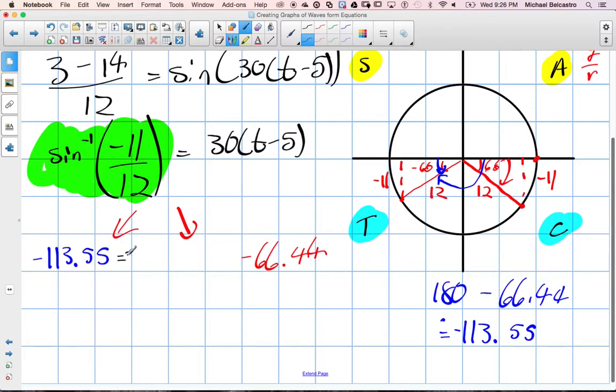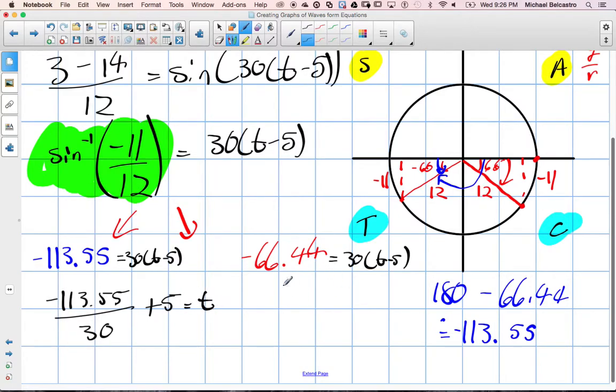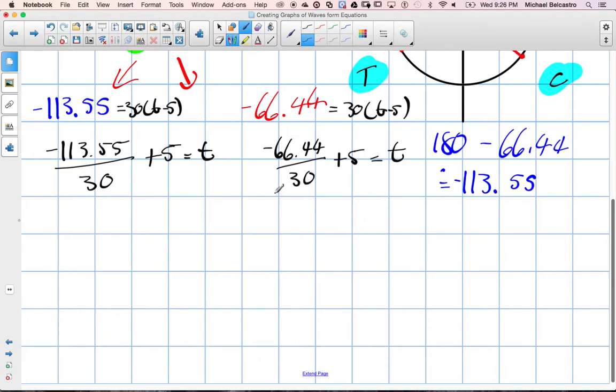One is equal to 30 times t minus 5. And this is equal to 30 times t minus 5. Okay, so we're going to find some values. We're going to get negative 113.55 divided by 30, and then plus 5 will equal our t value. And on this side, we'll get negative 66.44 divided by 30 plus 5 will equal our t value. So we're going to get two values here. And actually, because this is a wave, we're going to get many, many values depending on what the period is. But these will give us our two major ones that we can work off of.